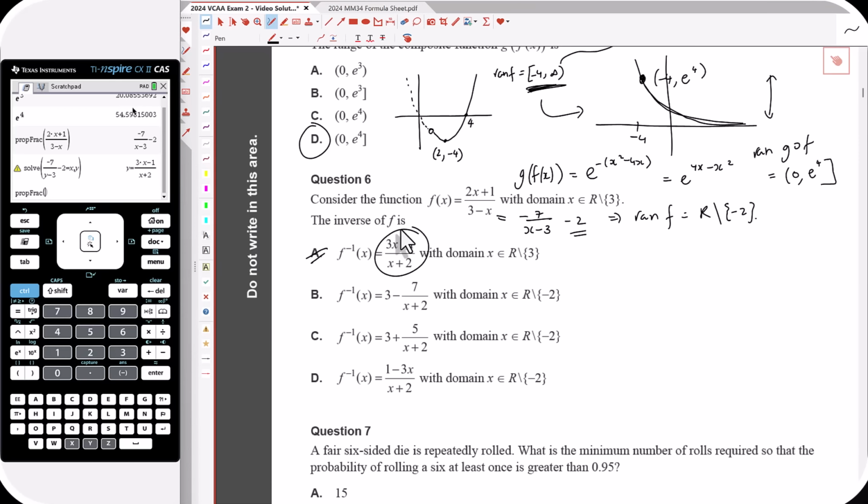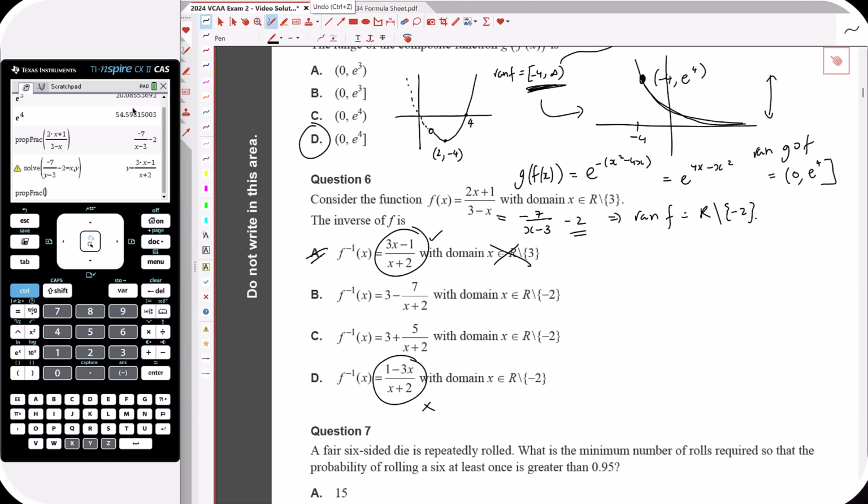So the rule we've just got here is the rule we see in option A, but we've already ruled out A because the domain's wrong. So that's right, but that's wrong. At option D, we see a similar format of rule, but that's not correct. And so we therefore need to see which of these are going to be correct.